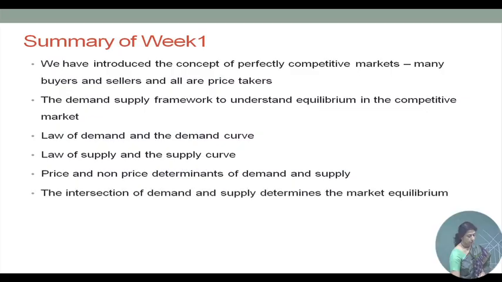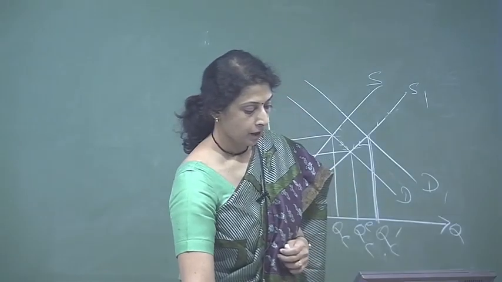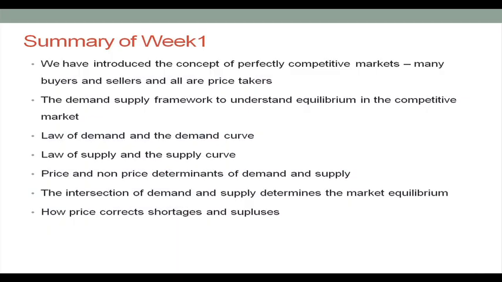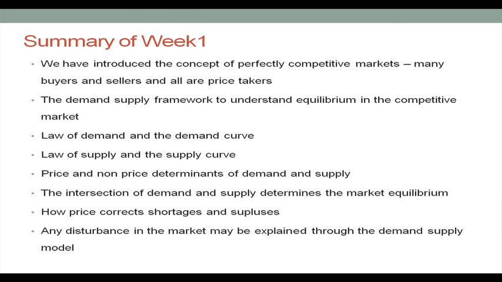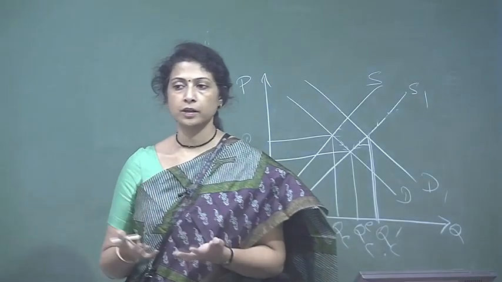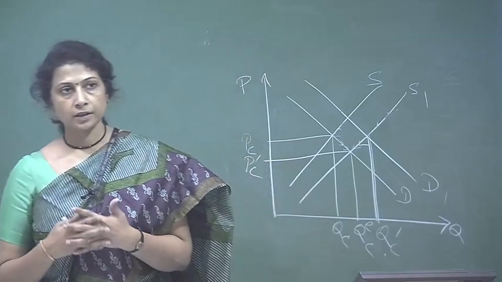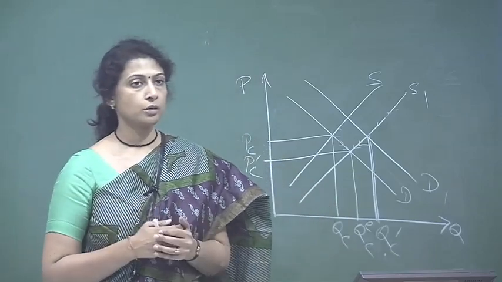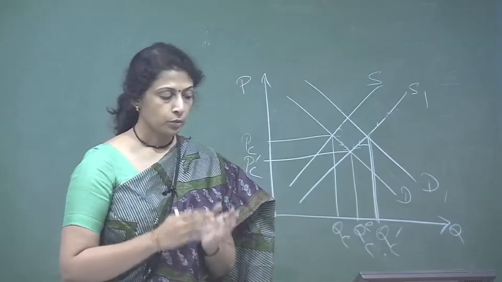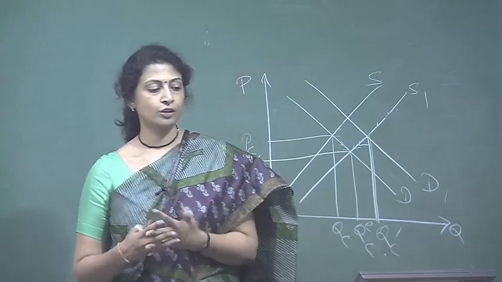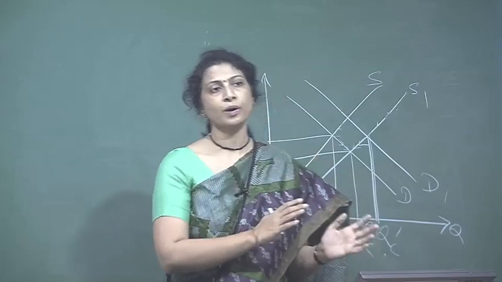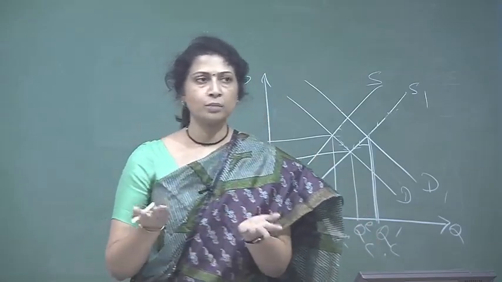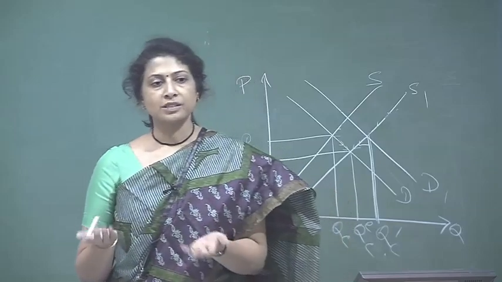So, the intersection of demand and supply determines the market equilibrium, and we saw how price corrects shortages and surpluses in the market, and any disturbance in the market may be explained through the demand and supply model. It is a very simple model, yet a very powerful model. We are not going to discuss macroeconomic concepts here, but any market which has some price and some quantity, for example the investment market, where the price is basically the rate of interest.